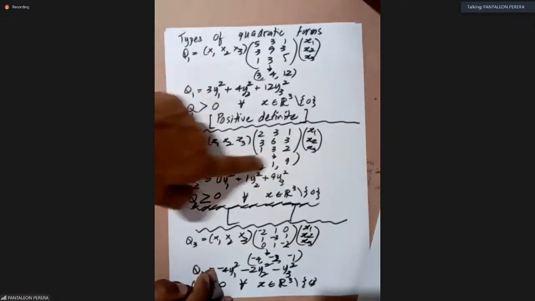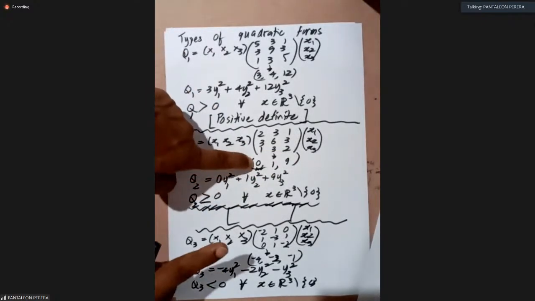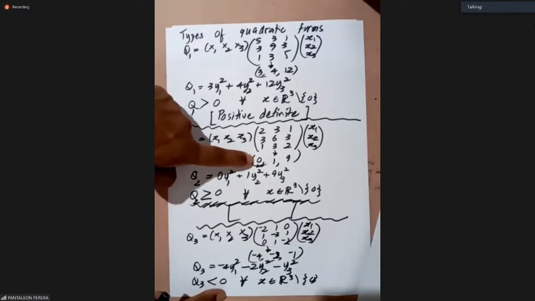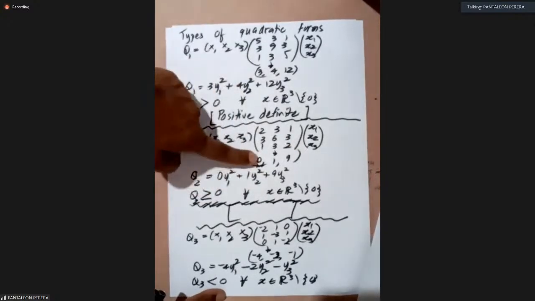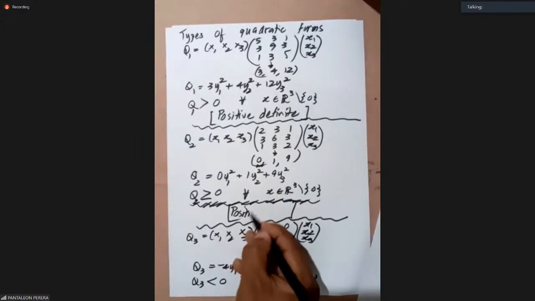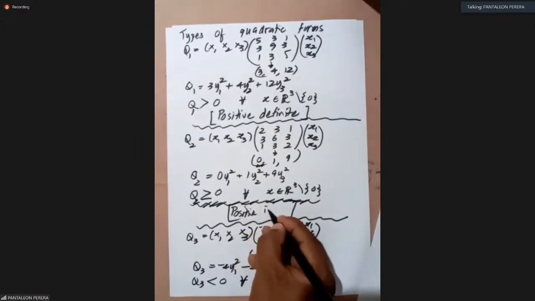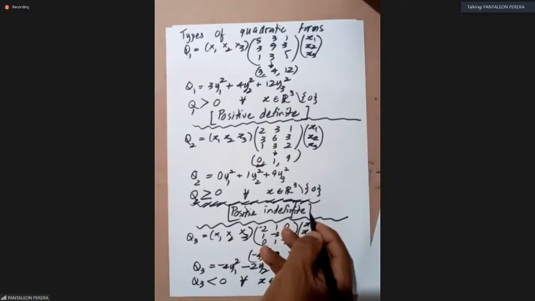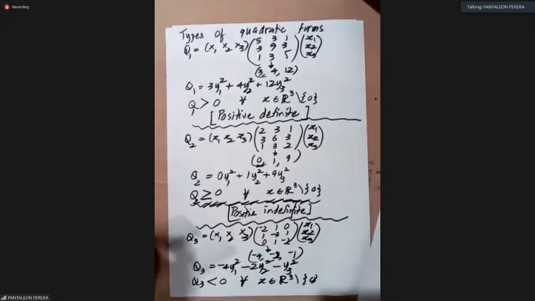Here, what about the eigenvalues? They are either positive or 0. Right? That means non-negative. Eigenvalues are non-negative, therefore these are also non-negative. 0 or positive. You cannot say definitely it is positive. It is positive or 0. One eigenvalue is 0, therefore this can be 0.